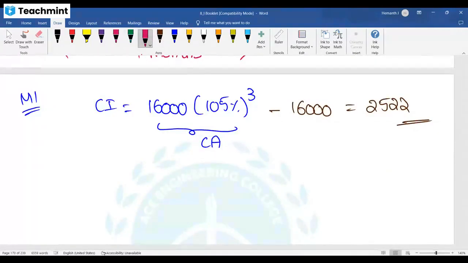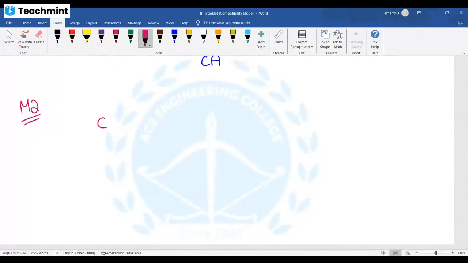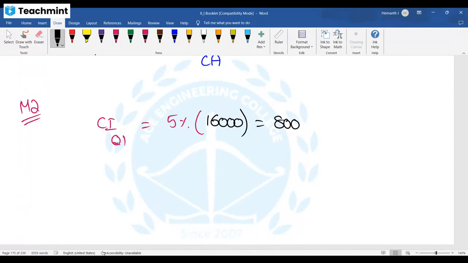So, if you see the second method, as we discussed in the previous half-yearly concept, first quarterly. What is the interest for first quarterly? 5%. What is the principal? Interest is calculated on principal, right? So the principal is 16,000. What is 10%? 1,600. 5% means 800. First quarterly, 800.